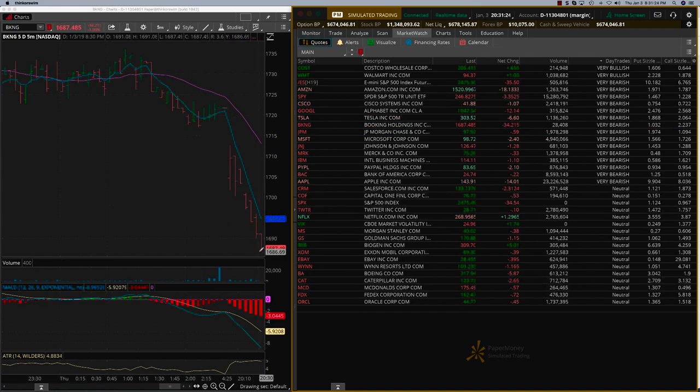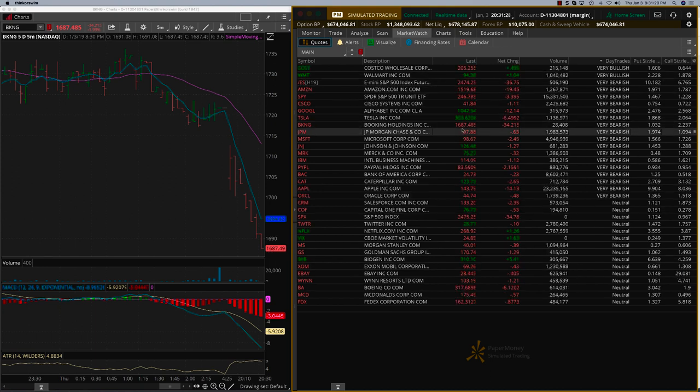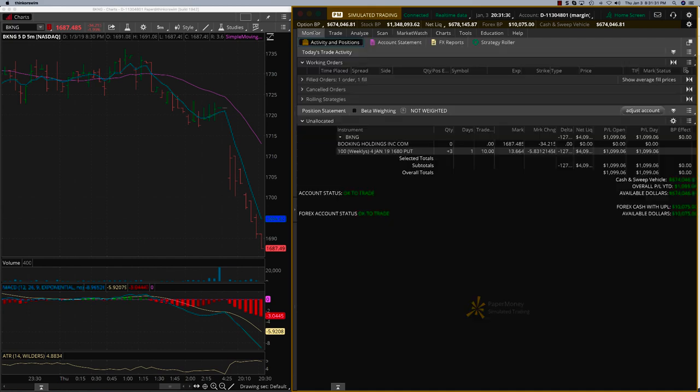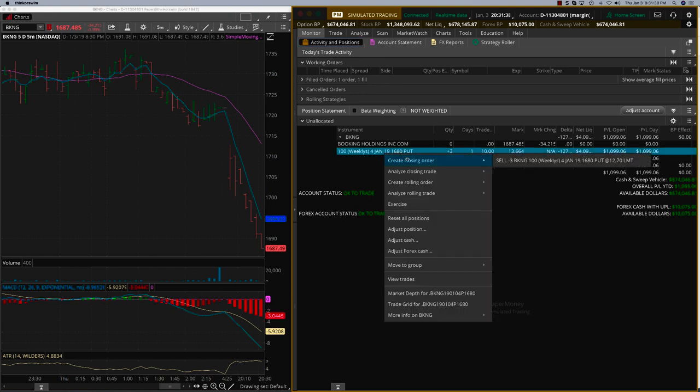Hey folks, the price line is going down, and so is the S&P. It's weak, and we have booking gone down to 1687. So I'm going to take a look. What do we have? We have about $1,100 right there. So that's about 35% on this trade. I think I'm going to take it, this thing can come back anytime.